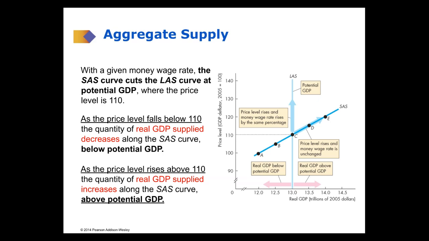Also, the price level can increase. We can be at points D and E. In these cases, the real GDP exceeds potential GDP.